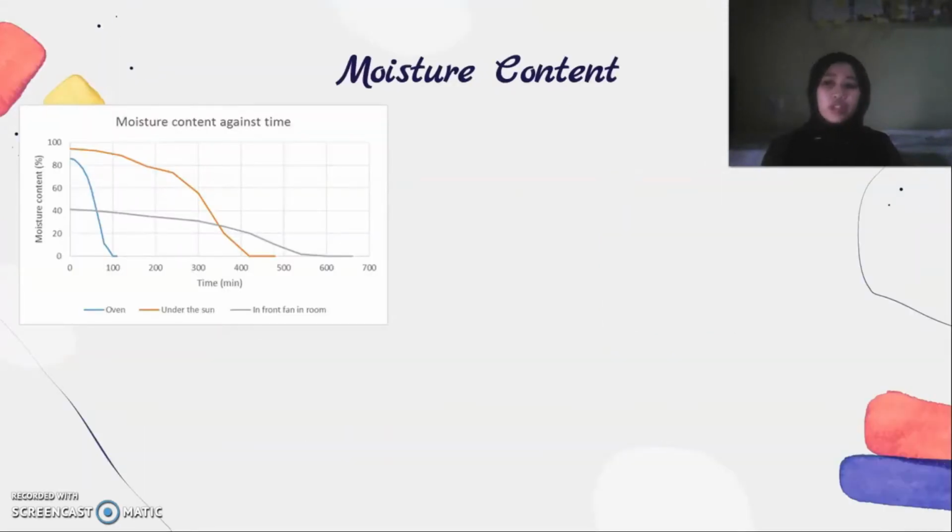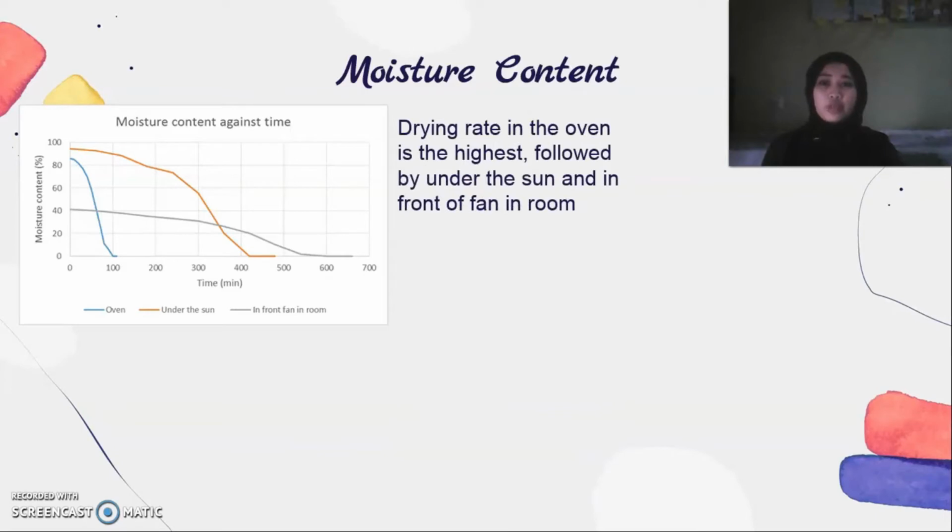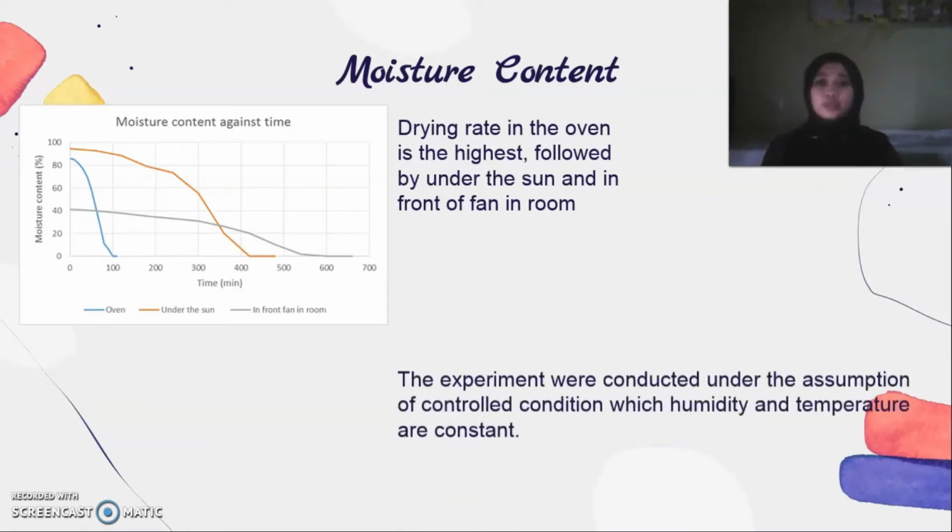The experiments are conducted in the oven, under the sun, and in front of fans in a room. From this experiment, we can see that the drying rate in the oven is the highest, followed by under the sun and in front of fans in the room.